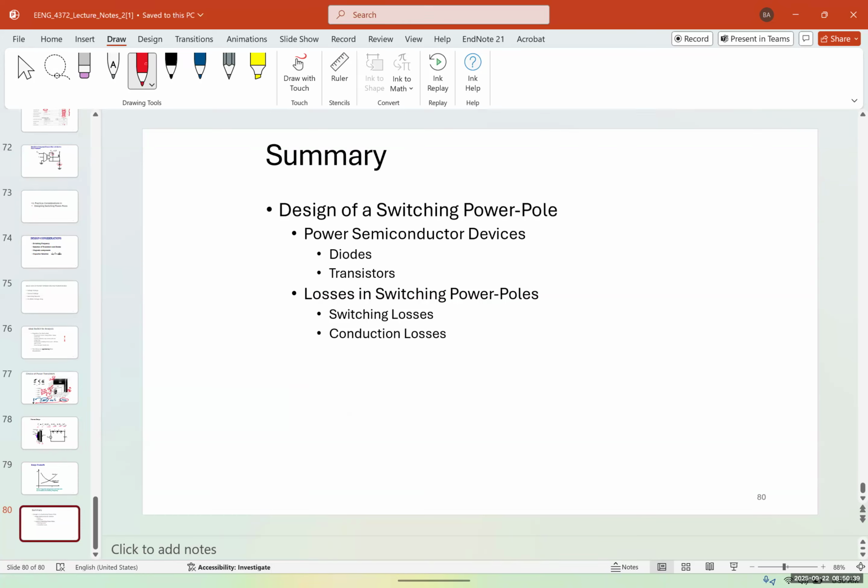Next class, we will start with buck and boost converters, and also after that, different types of inverters as well.